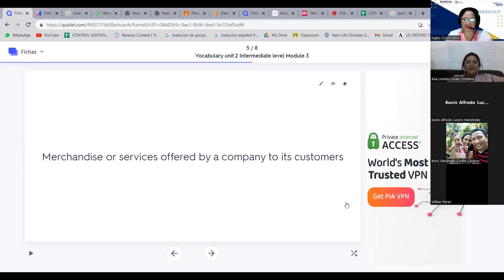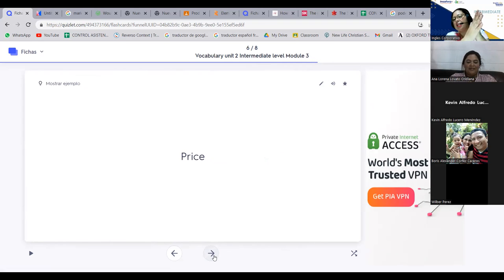Merchandise or service offered by a company to its customers. Okay, y está en plural, ¿verdad? Services. Yes, services. Y aquí pronunciamos con una letra D. Offered. Sí. Porque termina en una letra con voiced sound. Okay. Offered. Que necesitamos esa D. Offered by a company to its customers. Okay, now let's see what is price.